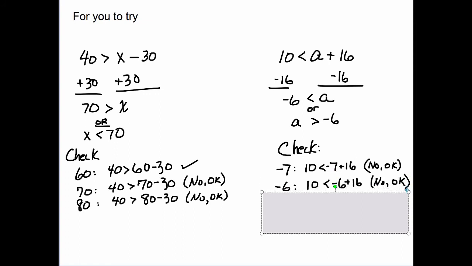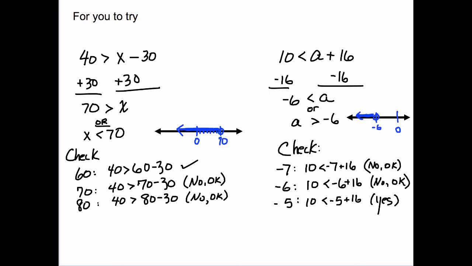Now we're going to check negative 6. Is 10 less than negative 6 plus 16? Is 10 less than 10? Nope, but that's okay because negative 6 is not a solution. And now we'll check negative 5. Is 10 less than negative 5 plus 16? Is 10 less than 11? Yes, it is, and that is as it should be. So negative 5 is a solution. And now we know that our solution is correct.